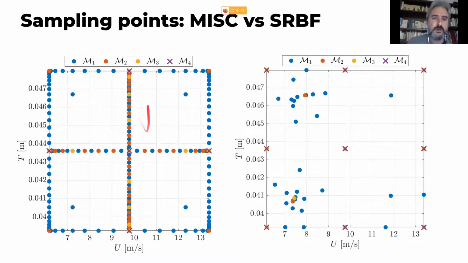If you're familiar with sparse grids, you will recognize here the sparse grid structure in MISC on the left, whereas the stochastic radial basis function sampling is much, let's say, less structured. And again, you see there's a lot of blue, so a lot of samples on the coarser fidelity, whereas only a handful of samples on the highest fidelity.